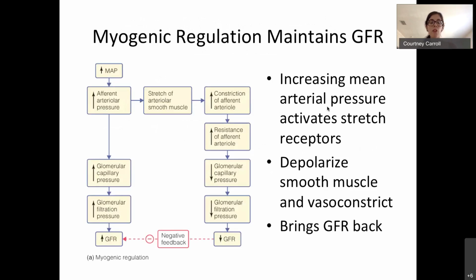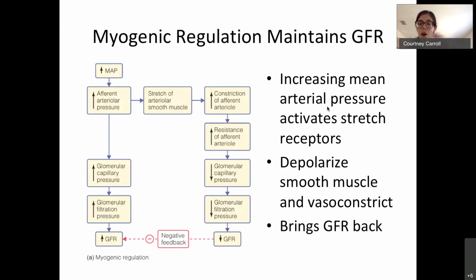So the first is myogenic regulation. This is where we increase the arterial pressure in our afferent arterioles to decrease our GFR. As afferent arteriolar pressure goes up, it's going to activate stretch receptors in the walls of that arteriole, in the smooth muscles that surround that arteriole. It will respond by constricting the arteriole. So pressure is building up, it's going to constrict it down, and this is going to increase the resistance, which is going to decrease the GFR.